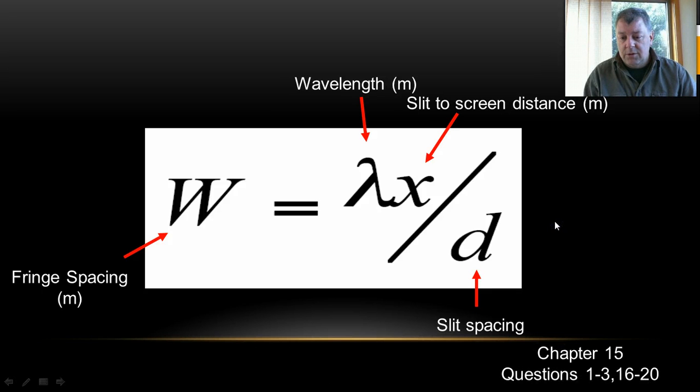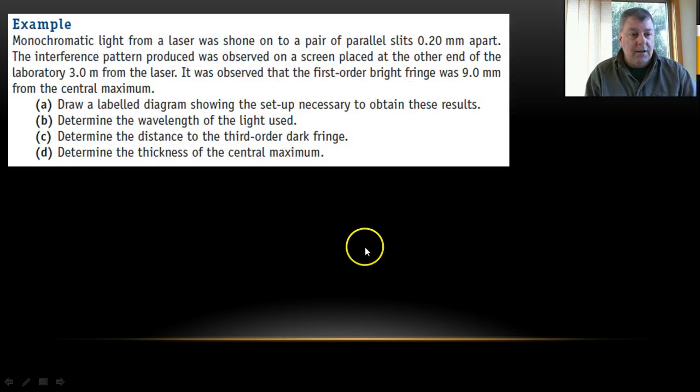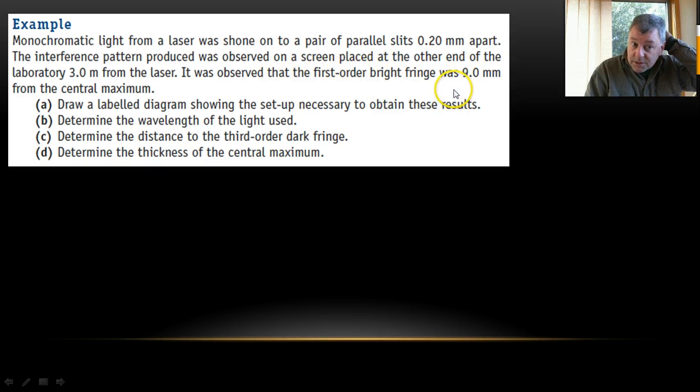And you should now be able to do these questions, but I'm going to go through an example for you just now. Monochromatic light from a laser, so that's just light of one wavelength, is shone onto a pair of slits. We're given the slit distance. An interference pattern is produced on a screen at the other end of the lab, 3 meters away. It says 3 meters from the laser, but we'll consider it 3 meters from the slit, because that's what we're interested in. And it was observed that the first order bright fringe was 9 millimeters from the center maximum.